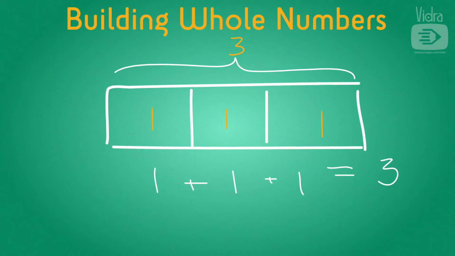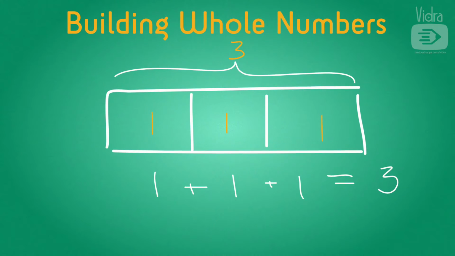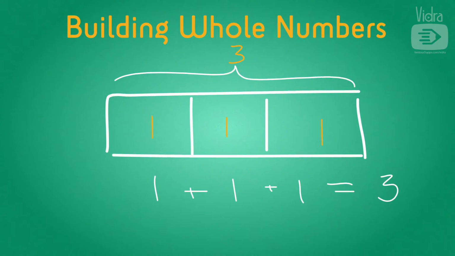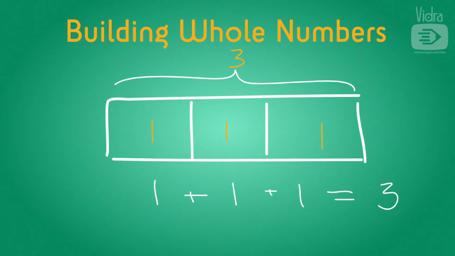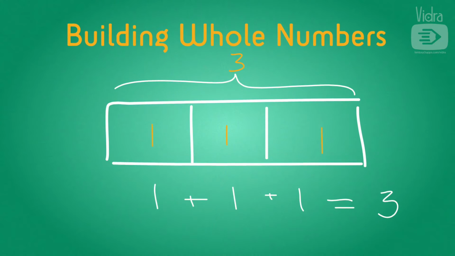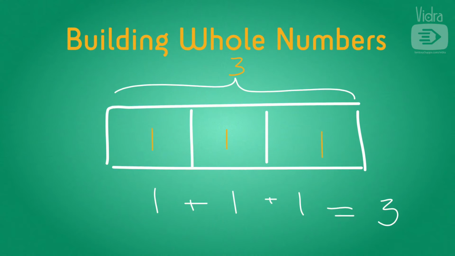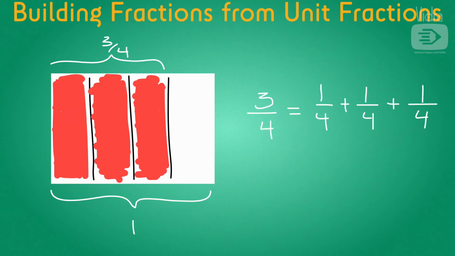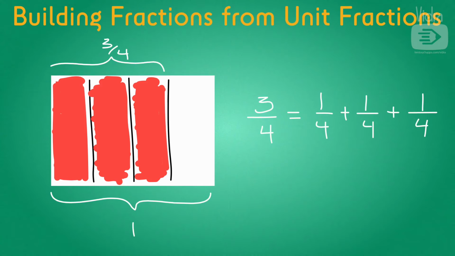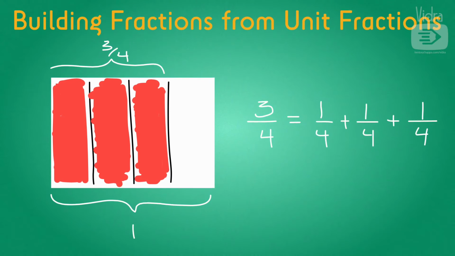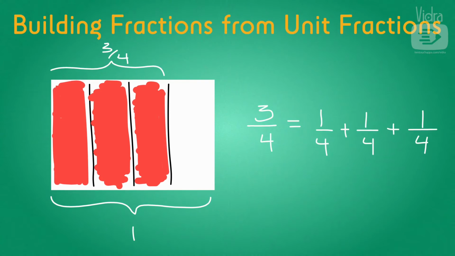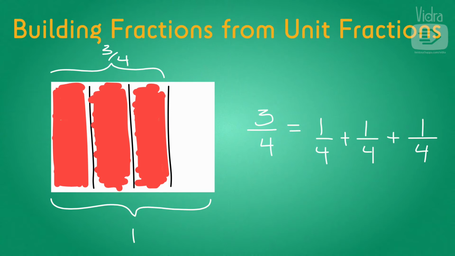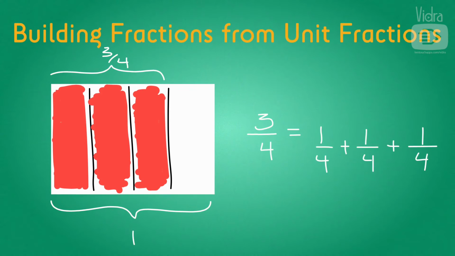Starting with unit fractions allows students to build on what they already know about whole numbers. So just as whole numbers are built from the number 1, unit fractions build other fractions. For example, in the previous diagram you saw that 3 was made up of 3 ones. Students carry that knowledge to build fractions, where these unit fractions of 1/4 will build to make 3/4.